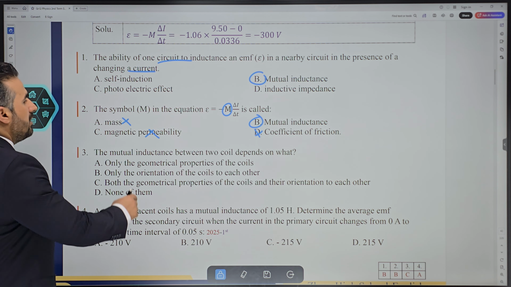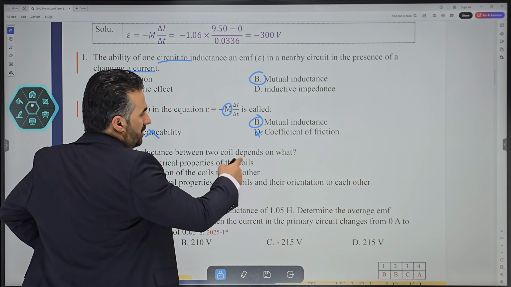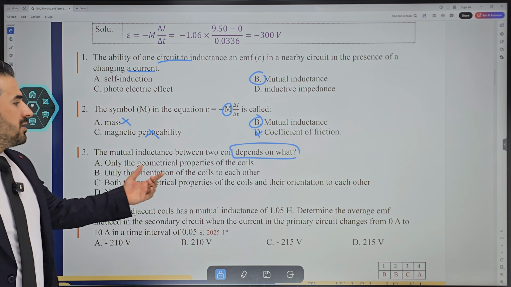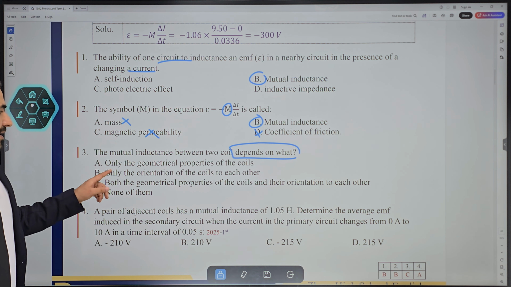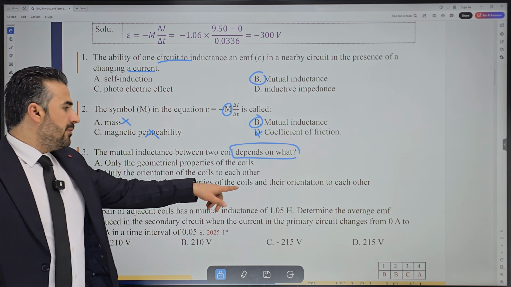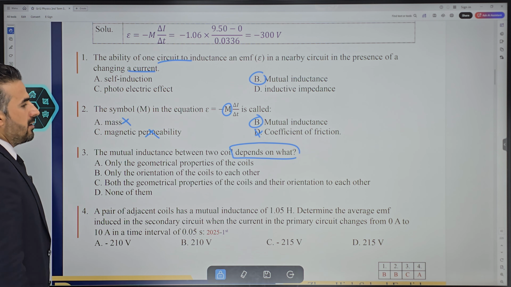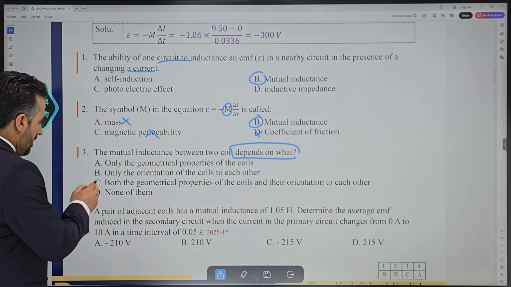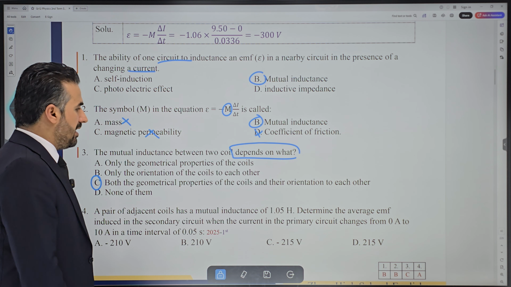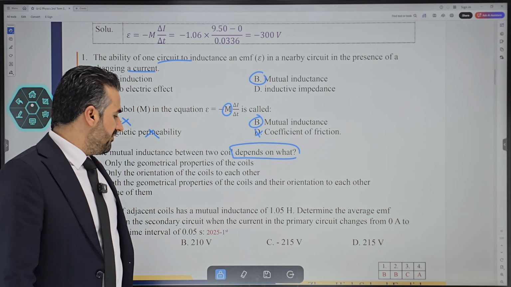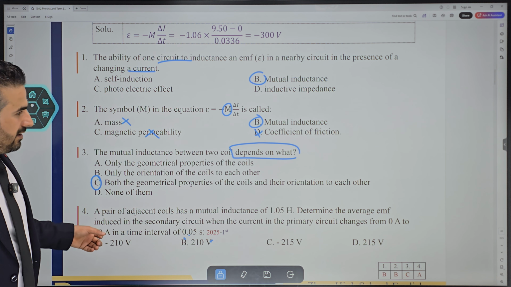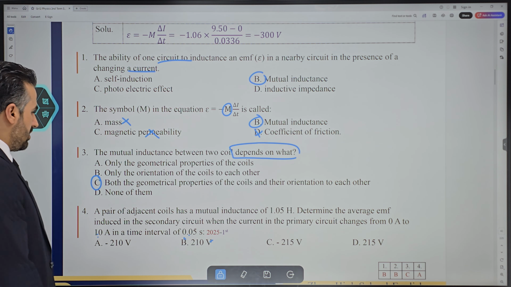Now, what does the mutual inductance between two coils depend on? Depends only on the geometrical property? No. Depends only on the orientation of the two coils? No. Both the geometric properties of the two coils and their orientation to each other, that would be the correct answer. D says none of them, that is incorrect. Here you can see that it is a copy paste of what we have. You can see only the time is changed, and the numbers are changed, but that is pretty easy.